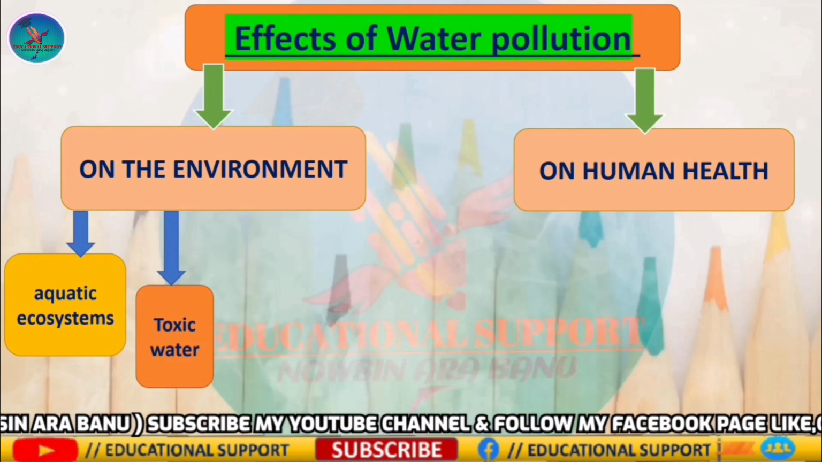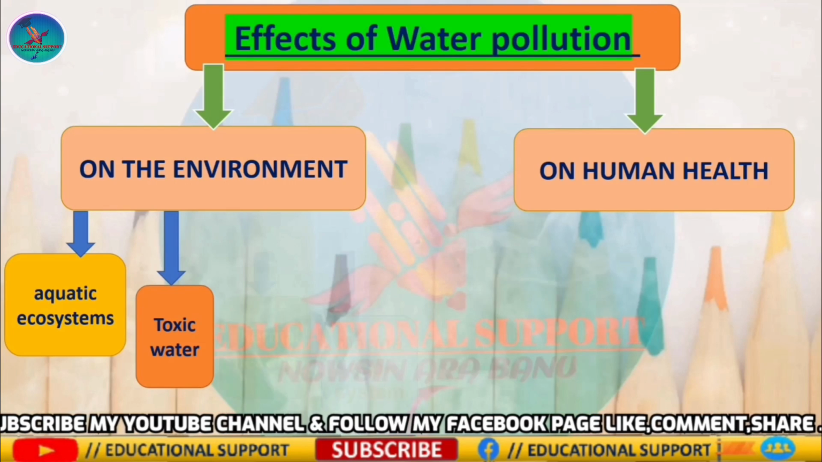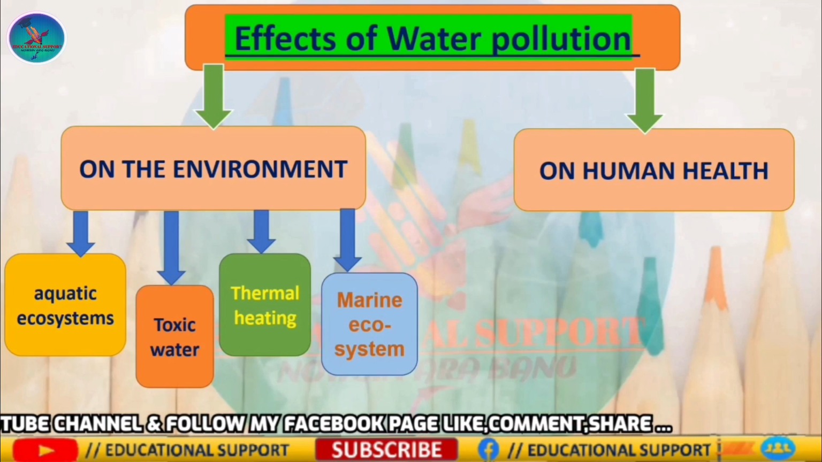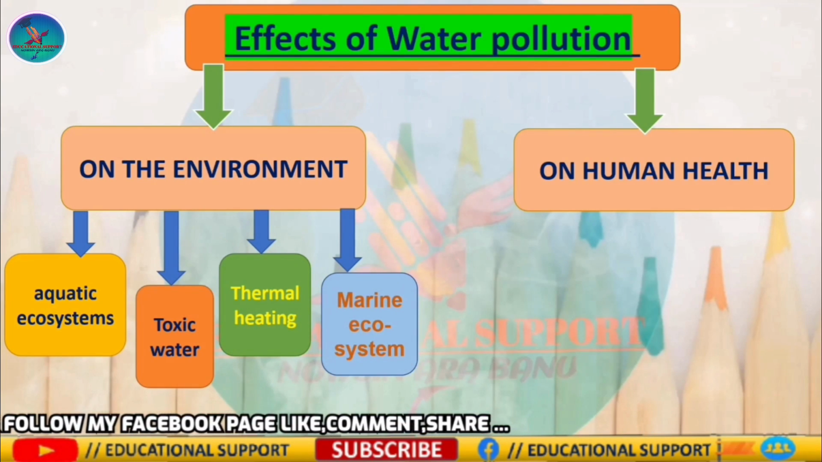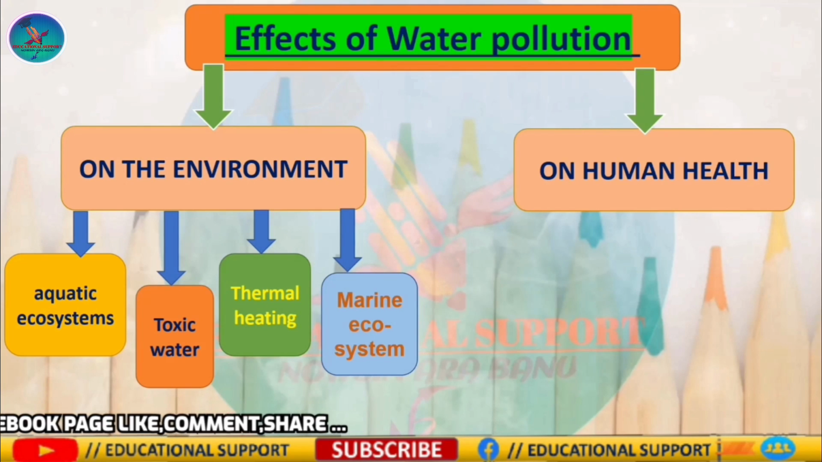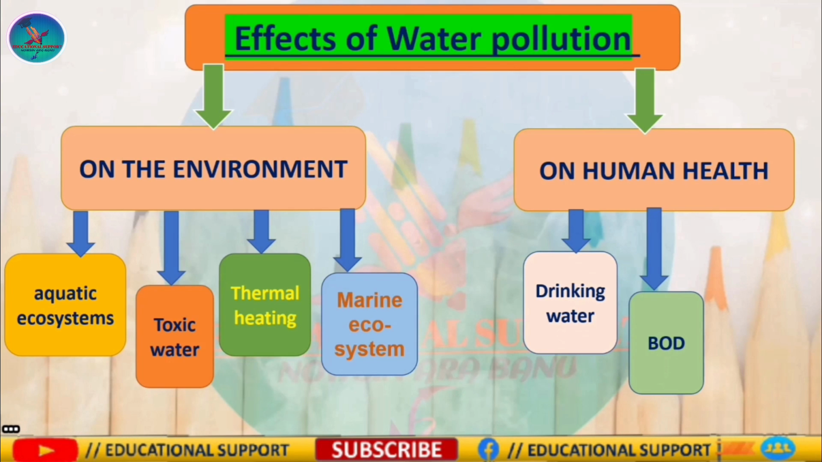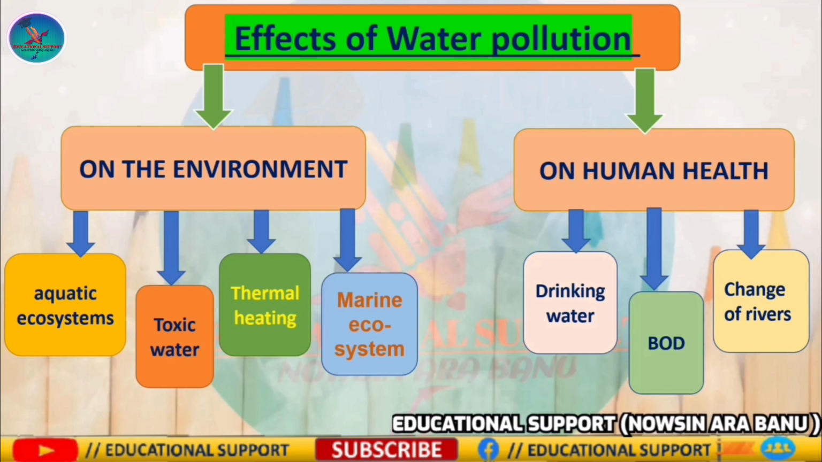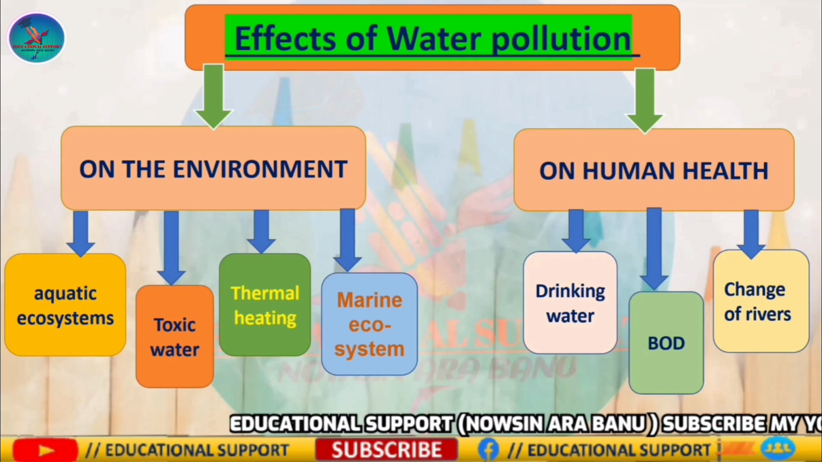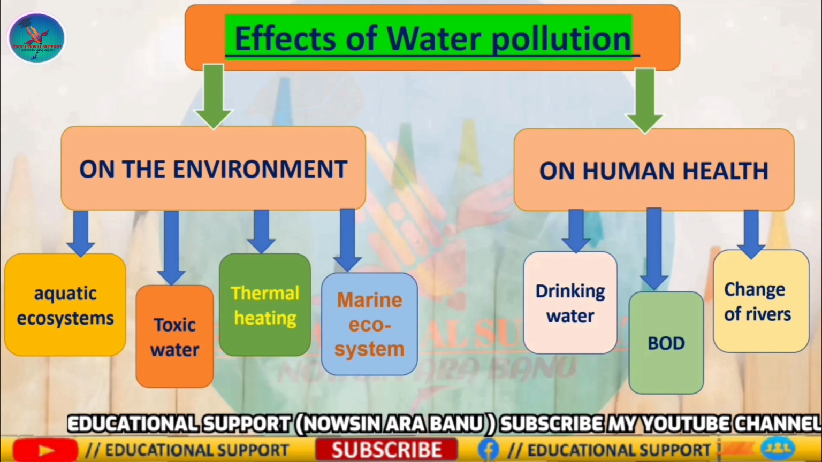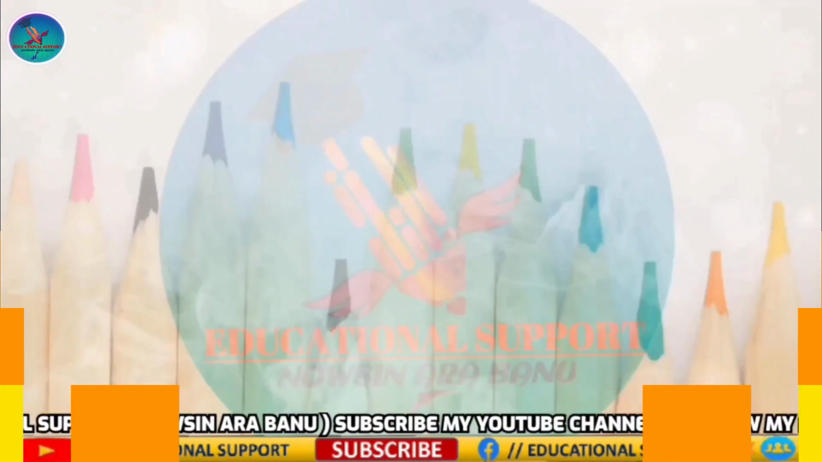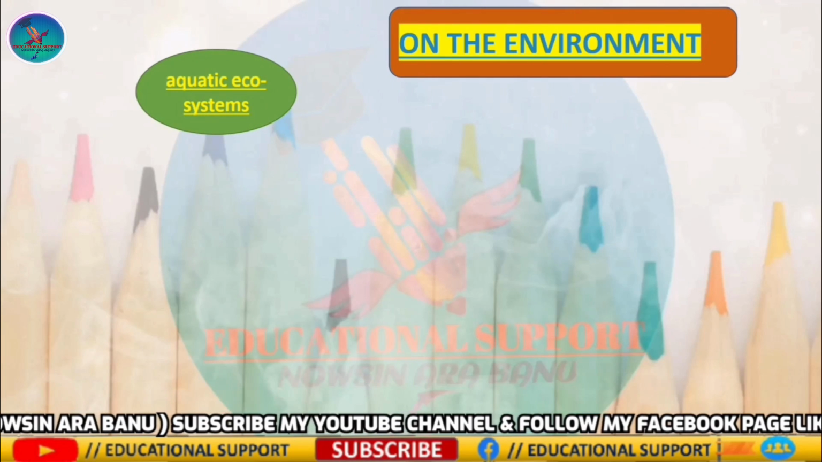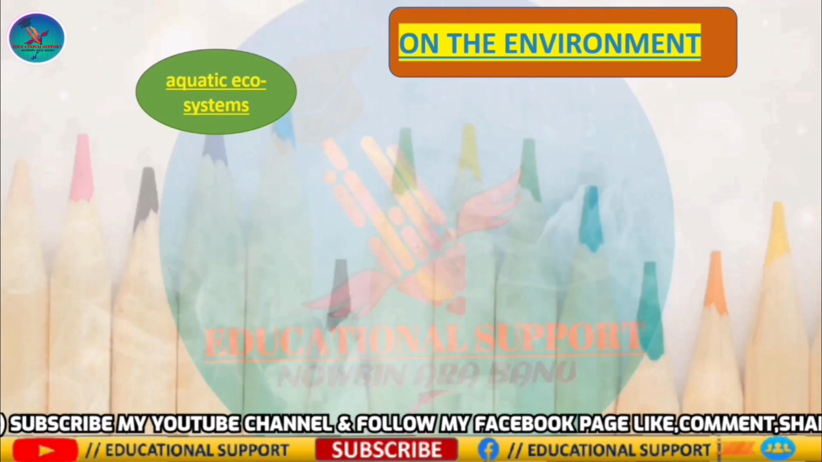Aquatic ecosystems, toxic water, thermal heating, marine ecosystems, all of these are affected by water pollution. On human health, shortage of drinking water, increased BOD level, and rivers changed into dustbins cause negative effects on public health. So first is the environment.